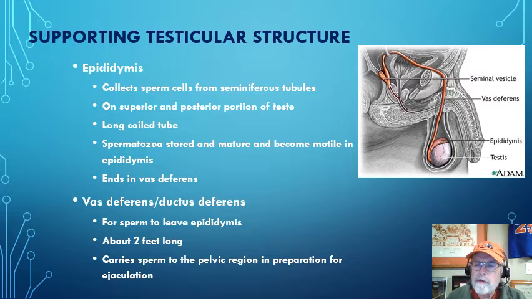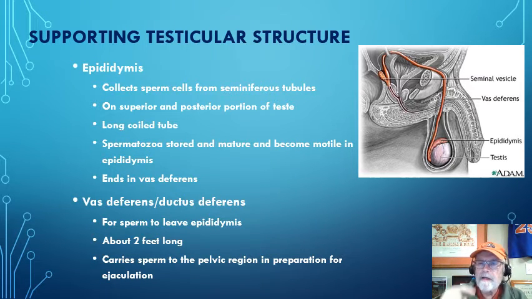But when the spermatozoa are made, they go down these little tubules inside the testes, and they eventually collect in a little thing that's on the back and the superior side of the testicle, which is called the epididymis. Okay, so the seminiferous tubules are where the spermatozoa are made, but then all those spermatozoa eventually end up in the epididymis.